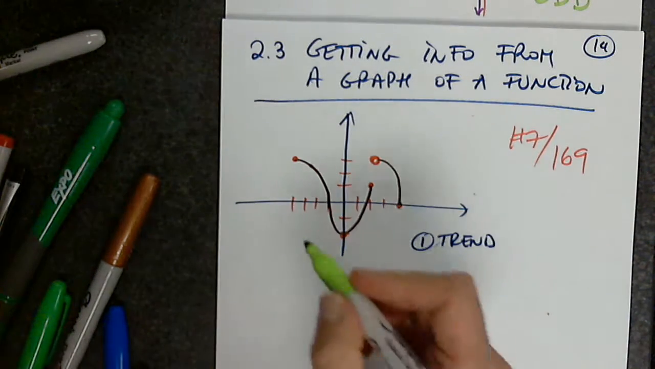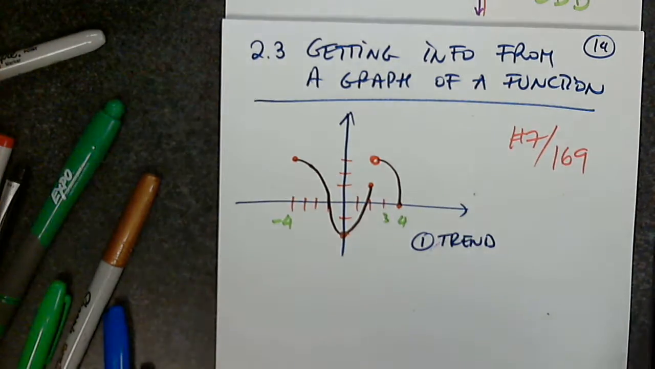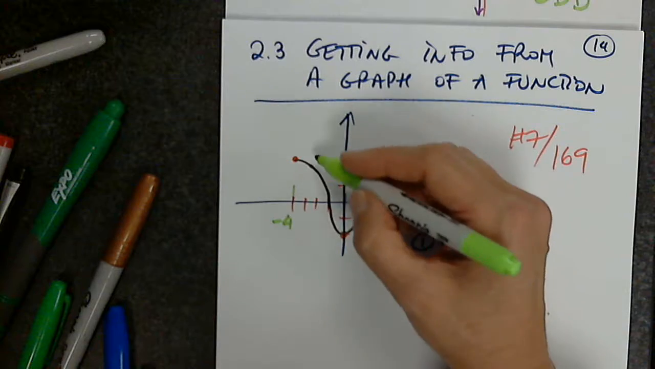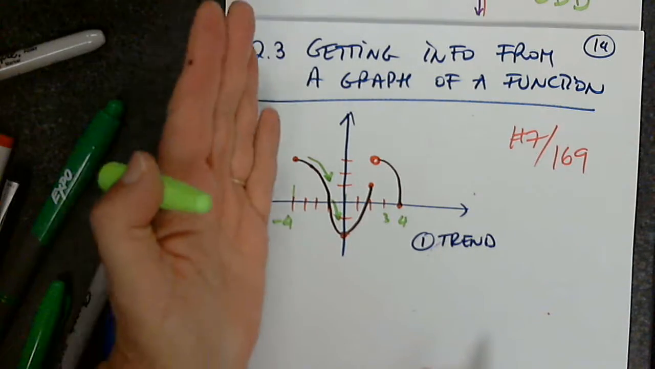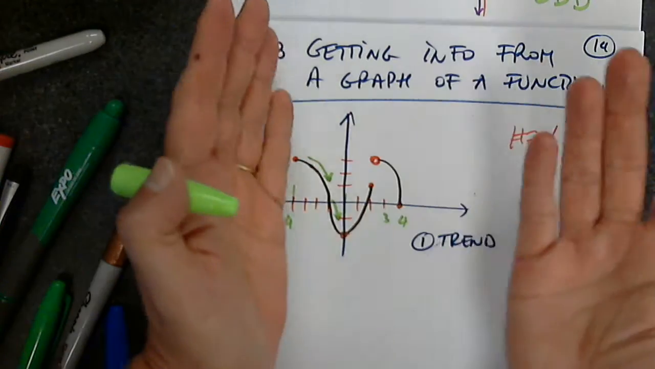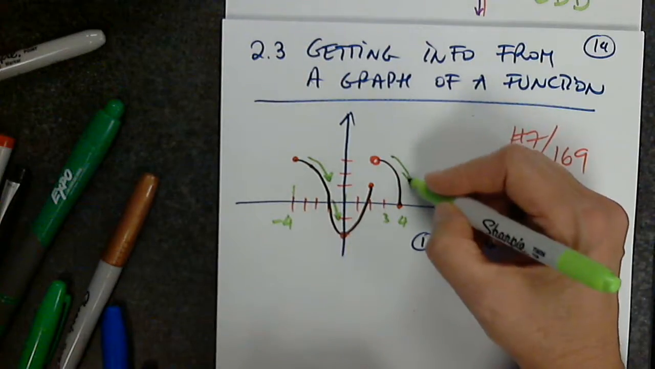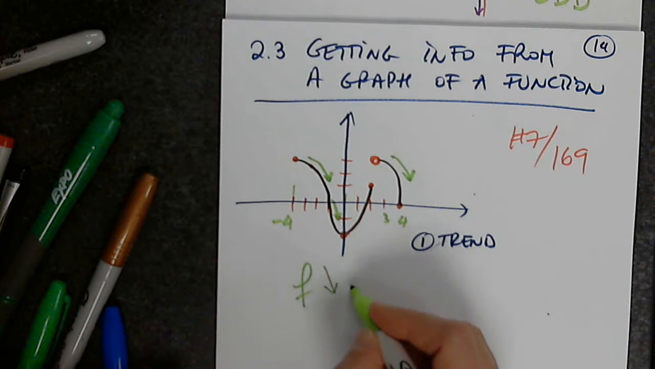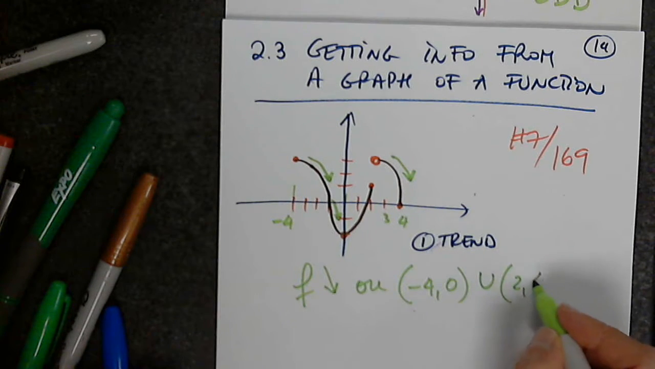So here's what I would say about the trend. Between x equals -4 and x equals 0, the function is clearly decreasing. Would you agree? Yes. Also, I hope you agree that between x equals 2 and x equals 4, the function is also decreasing. Here's how I would write it. F is decreasing on the interval (-4, 0) union (2, 4).